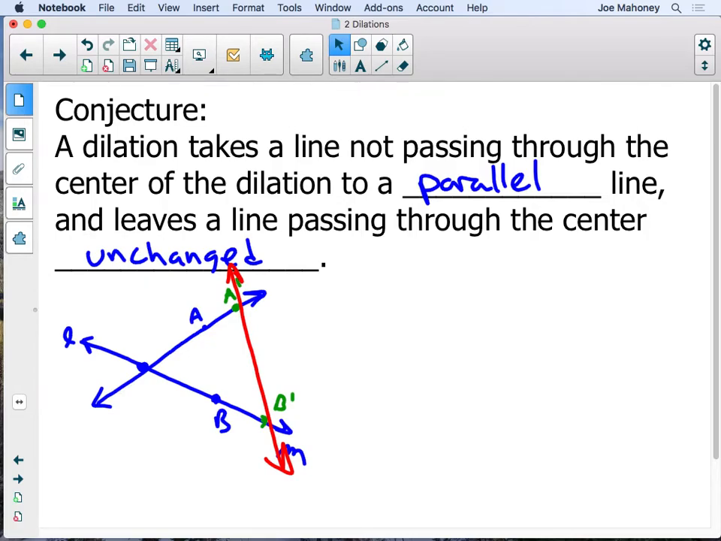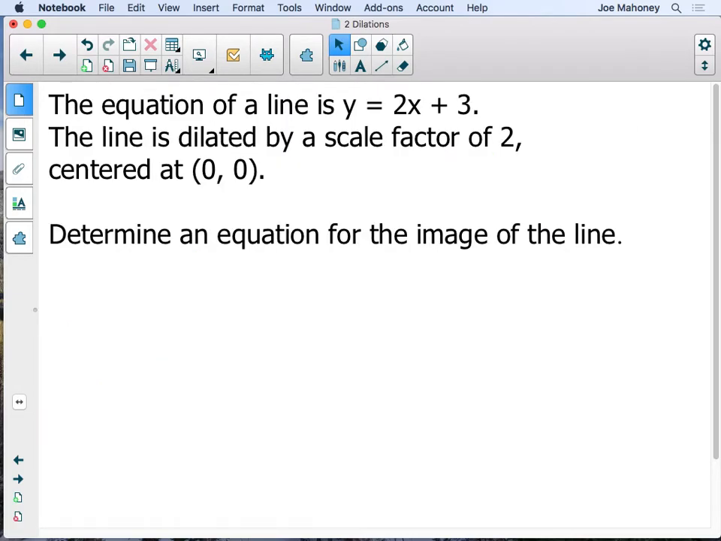So how do we play with that? Well, here's the equation of a line. The line is y equals 2x plus 3. And we're going to dilate it by a scale factor of 2, and it's going to be centered at the origin. That's the center of our dilation. Where does the line go?